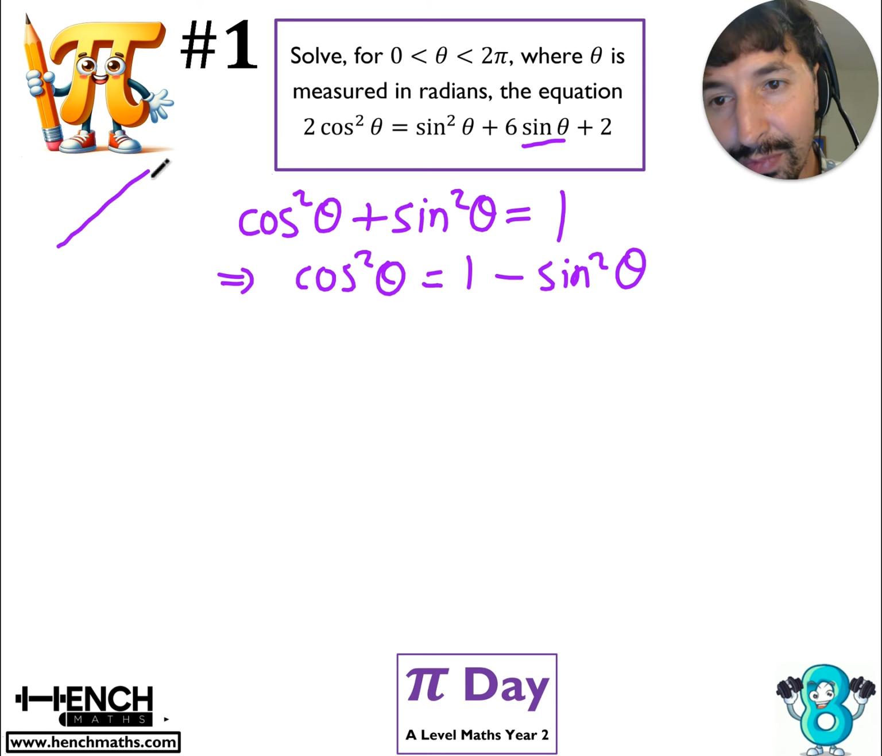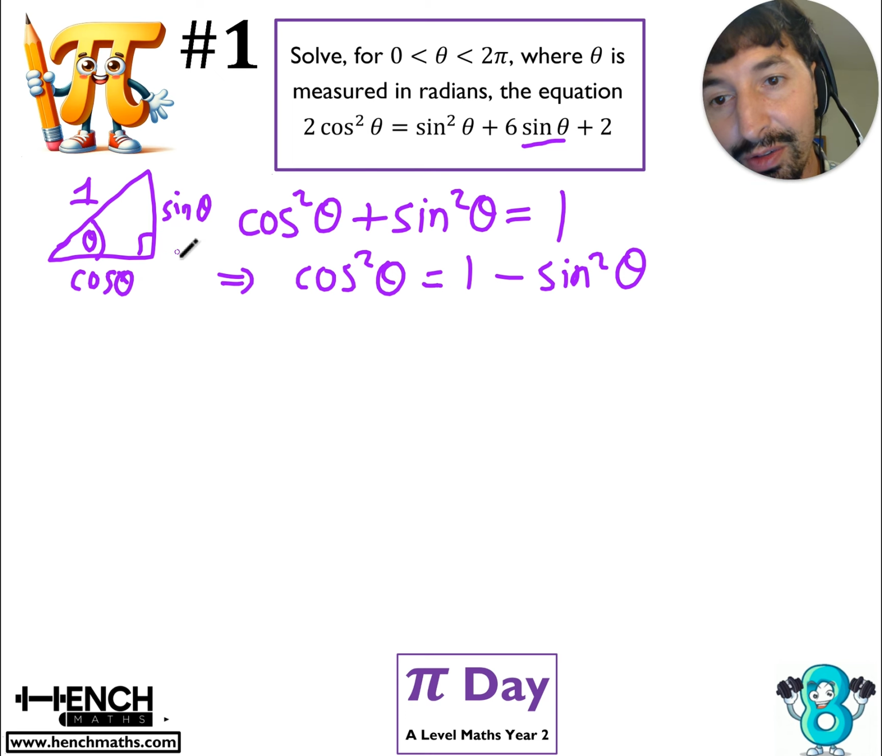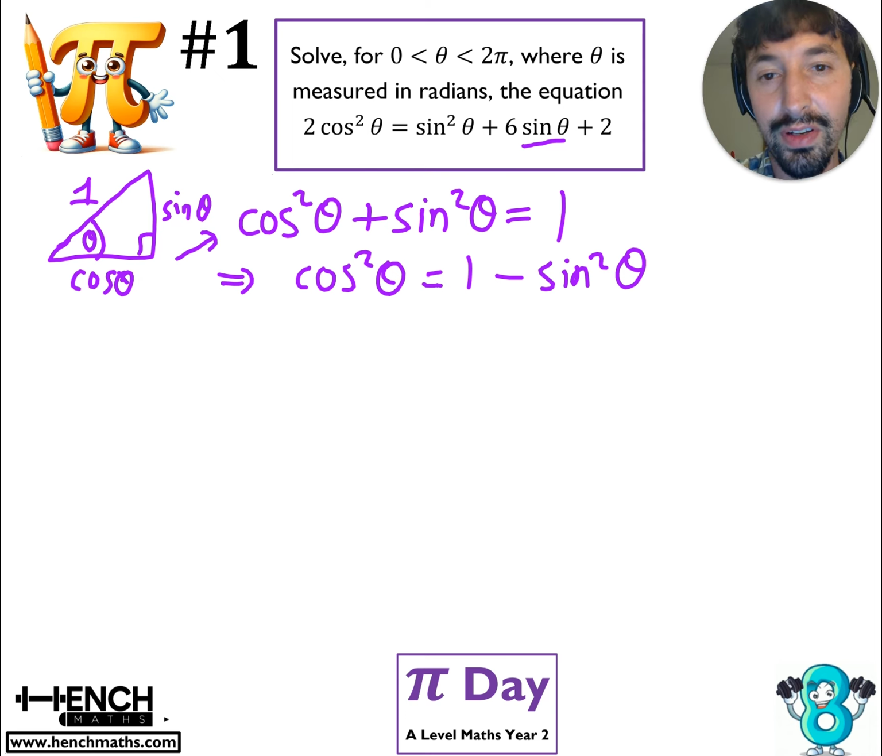Just where this identity comes from, if you make a little right angle triangle with hypotenuse 1, then the opposite of the angle would be sine theta, the adjacent would be cos theta. And then using Pythagoras' theorem, cos squared theta plus sine squared theta equals 1 squared, so that's where that identity comes from. So we're going to sub that in there.